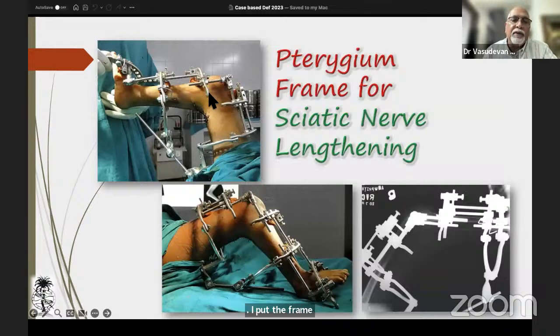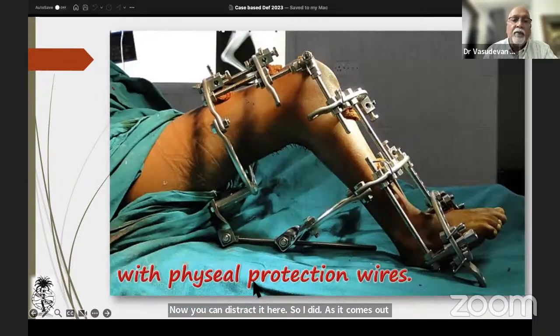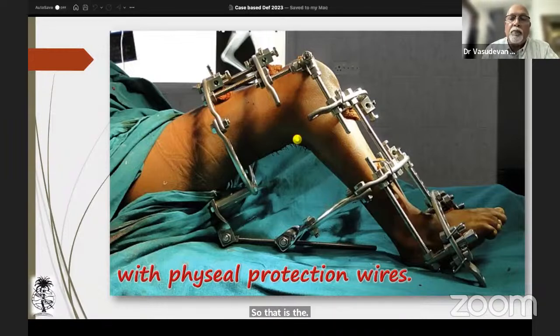These are half rings, because if you just imagine a full ring, you will not be able to put that ring. So it is easy. Now you can distract it here, and as it comes out, that is the CORA. That is the place where the sciatic nerve was lying.